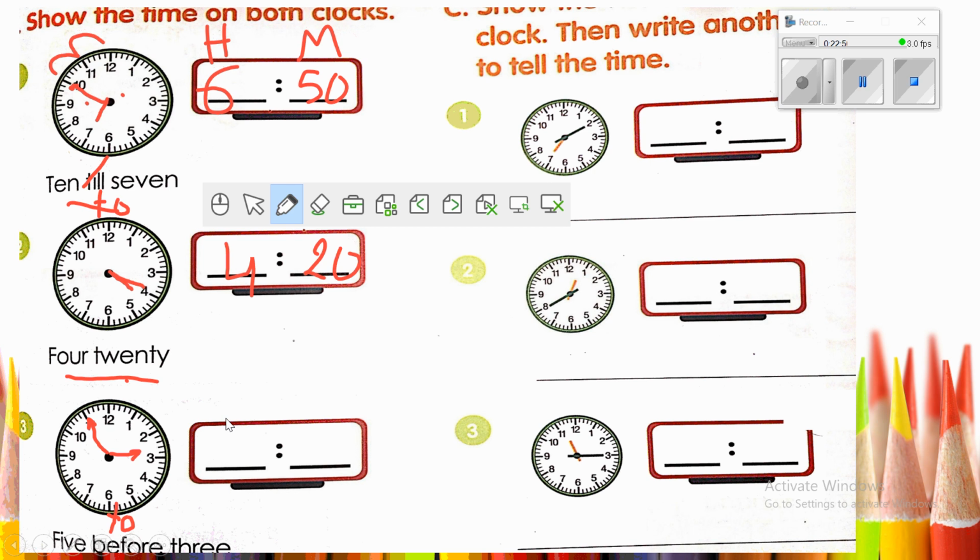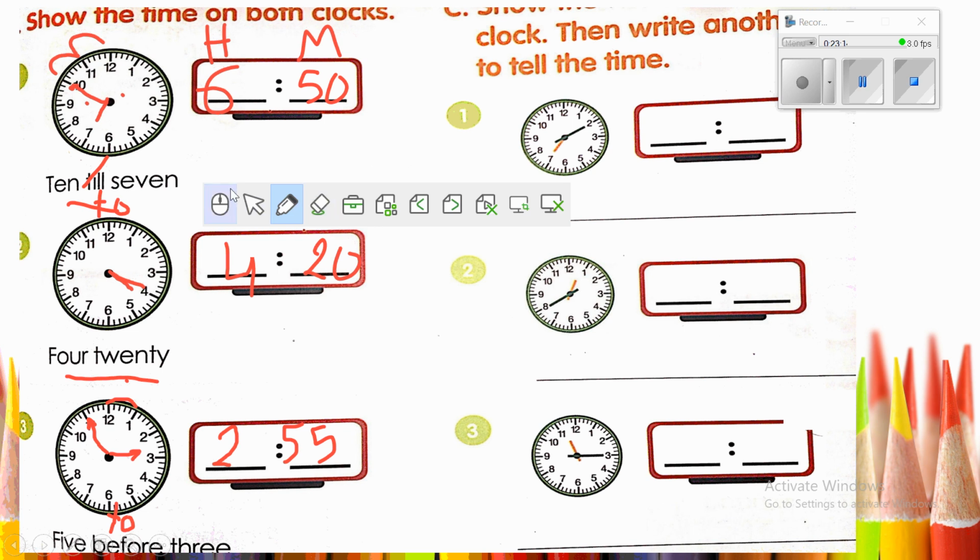Now, here is the hour, here is the minutes. Here is not a 3, it will be 3, so it's still 2. And how many minutes for 11? We have to skip counting. 5, 10, 15, 20, 25. Yes, until 55. Perfect.